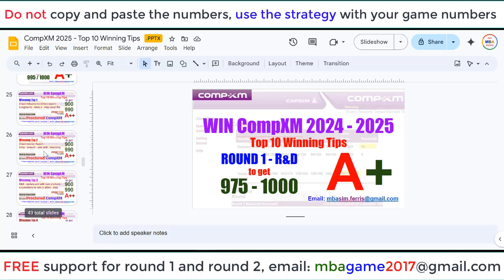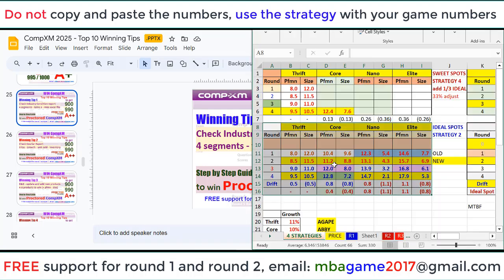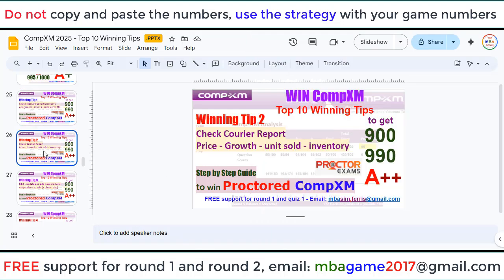In the first video, I showed you the industry condition report, 4 segment, table 3, and the free-style file like this. See that? And now I will show you winning tip number 2.